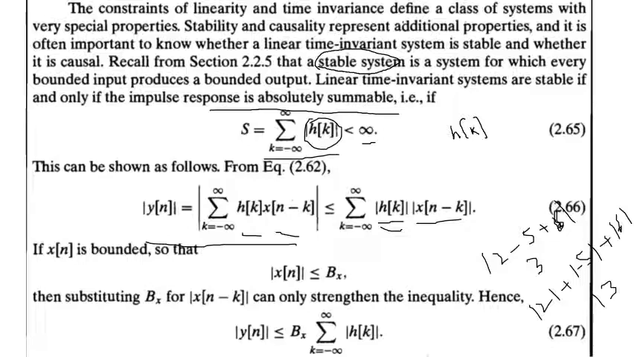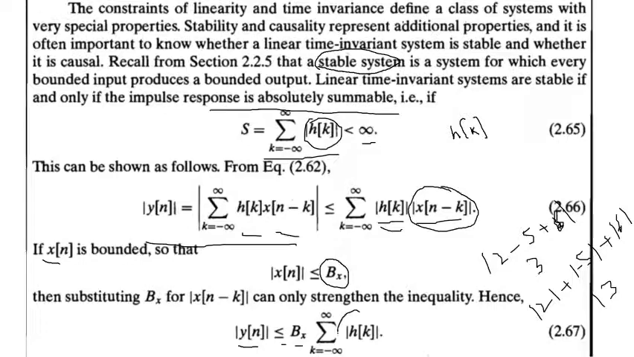Accordingly, we know that if the input is bounded, x of n is bounded, it means that this thing is bounded. If the input is less than some value b of x, then according to the formula, the output will be less than b of x.